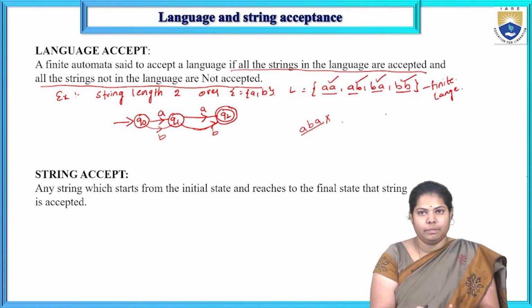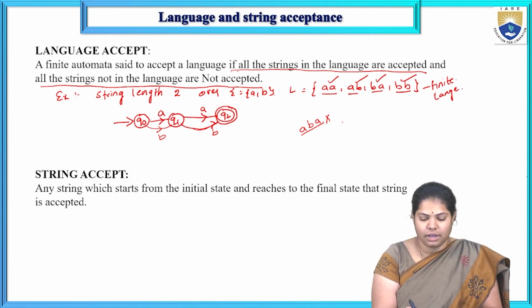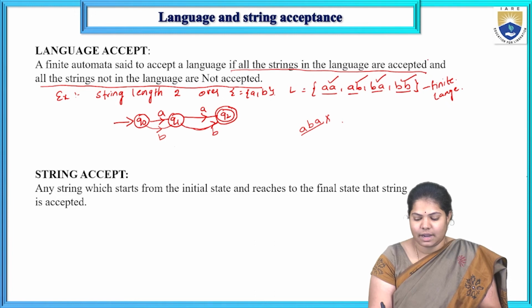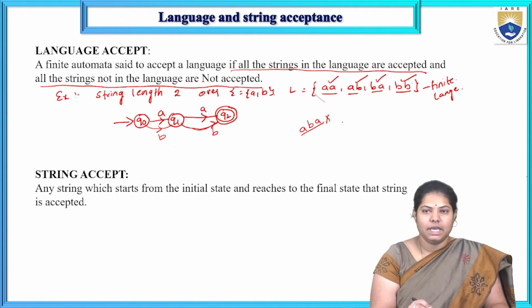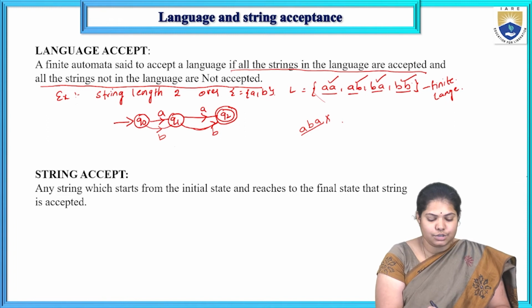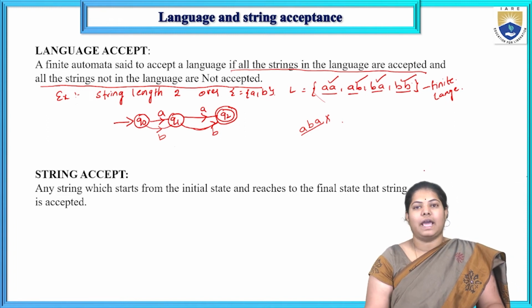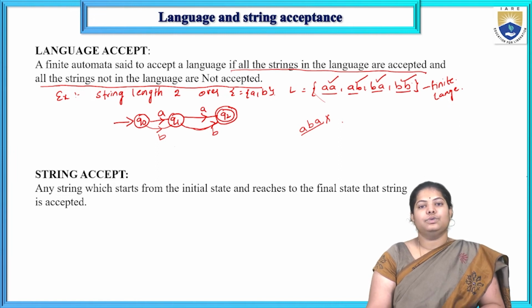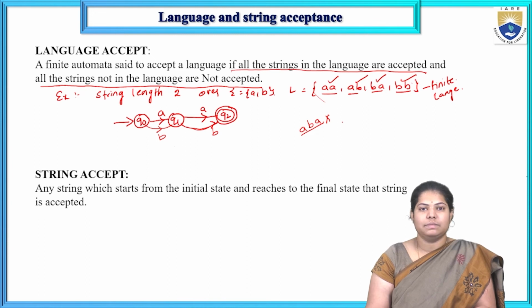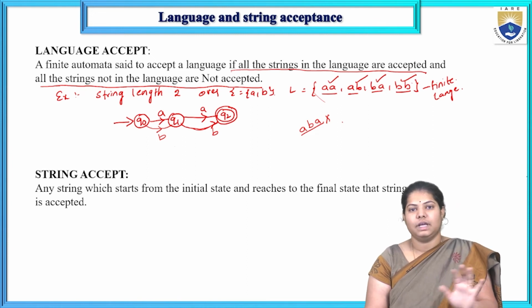The finite automata, first of all, accepts all the strings in the language. What are the strings? AA, AB, BA and BB. All the strings in the language get accepted. And the second point is that the finite automata should not accept the strings which are not present in the language.